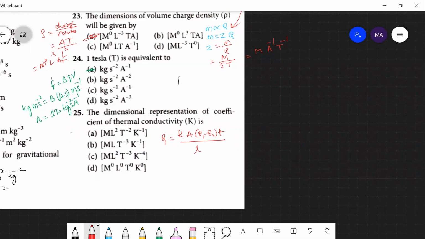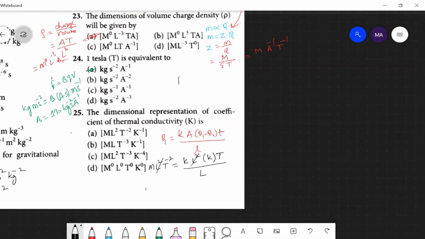So if I'm writing the dimension, Q is nothing but energy. So it is M L square T power minus 2, that is equal to K. Area is measured in equal to how much? A is nothing but area. Area will be equal to L square. Temperature is measured in Kelvin. Time is measured in second. By distance is measured in length. So length L will go up right now. So this will become how much for me? L square, this one will become L cube. So this L square and this L square will go right now here. This one is nothing but T power minus 1.